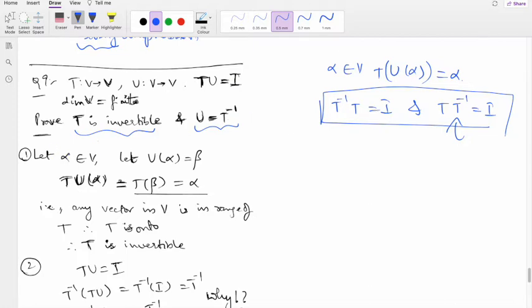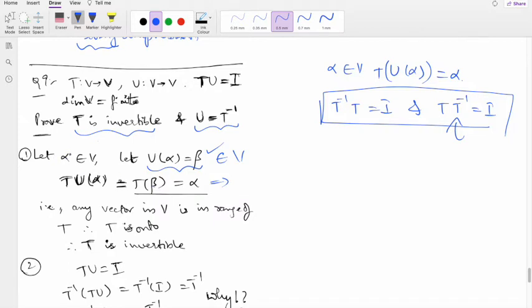Okay, so let alpha belonging to V be any vector, and let U of alpha be beta. This is well defined, because U is defined on the vector space V, so I can pass any vector to U and it spits out a vector beta. Now I apply T on this vector beta. Since beta is a vector in V, this operation is also well defined. Now by definition of TU, T of beta is alpha.